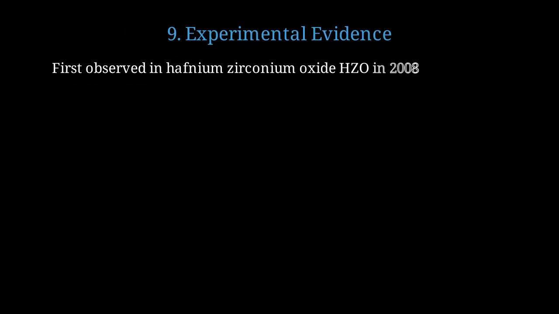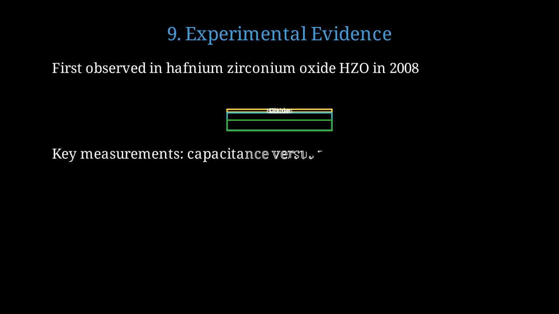Let's examine the experimental evidence for negative capacitance. Negative capacitance was first experimentally observed in hafnium zirconium oxide films around 2008. A typical experimental structure consists of a 3 nanometer HZO ferroelectric layer on top of an oxide dielectric on silicon. Key measurements involve capacitance versus voltage curves that show capacitance enhancement.